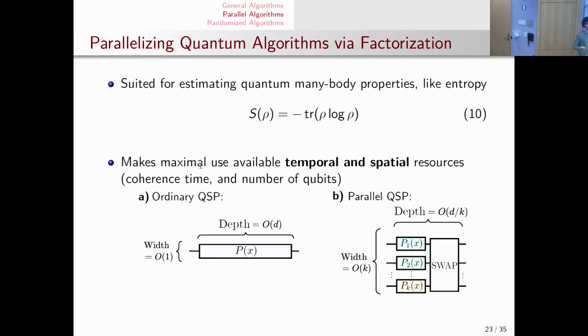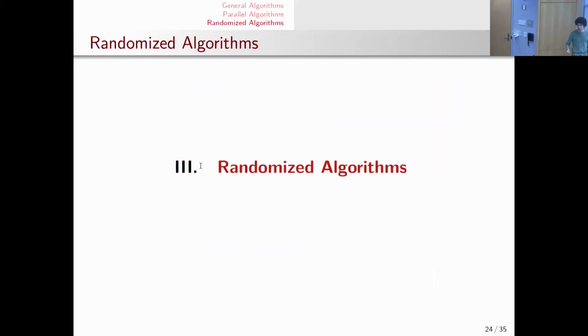And what's really nice about this is it allows us to make maximal use of whatever temporal and spatial resources we have in our quantum computer. So you can imagine if we have many qubits, but they have short coherence times, it might be better to tailor our algorithms to something like parallel quantum signal processing, which would be nicely suited to that situation, as opposed to ordinary quantum signal processing, which would require longer coherence time, but on a smaller number of qubits. And so by virtue of this flexibility, you can imagine applying it to estimate quantum many-body properties with many noisy qubits, which is the area that we're approaching in quantum computing. Okay. With that said, I will now discuss the last component, which is randomized quantum algorithms.